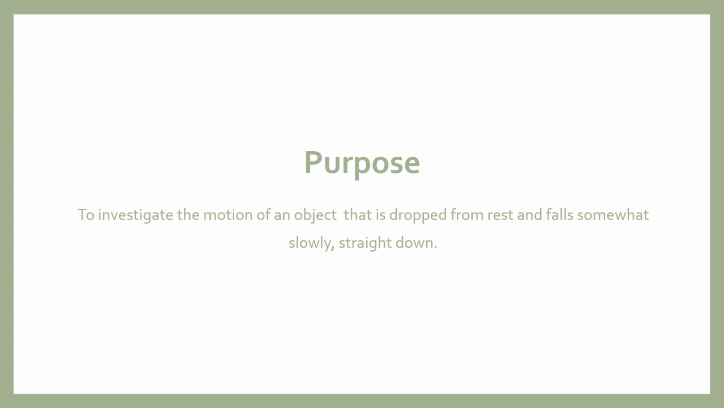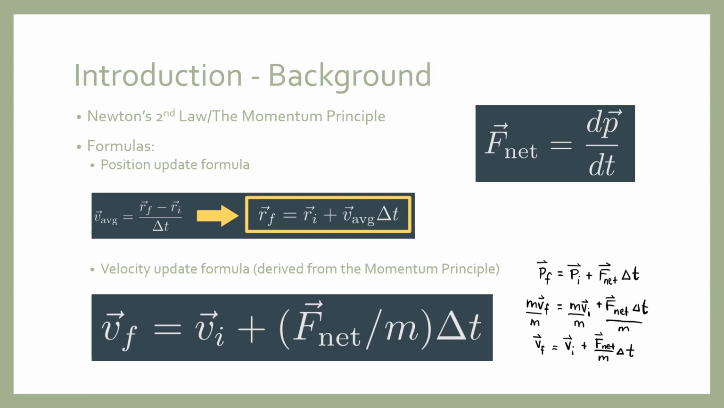Here's some background concepts before we get into the lab. The first important concept is Newton's second law in the form of the momentum principle, which is used to derive the velocity update formula that is used in the computer model and seen below. It relates the net interaction between the system and surroundings to the observed motion of the system. The formulas below were then used in two computer models that predicted the motion of the object over time.